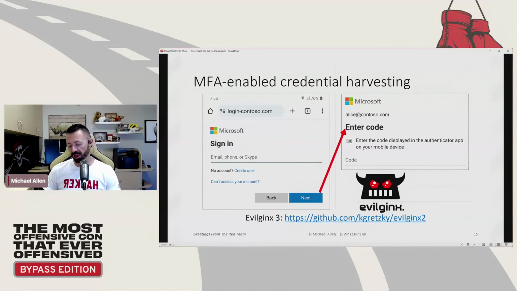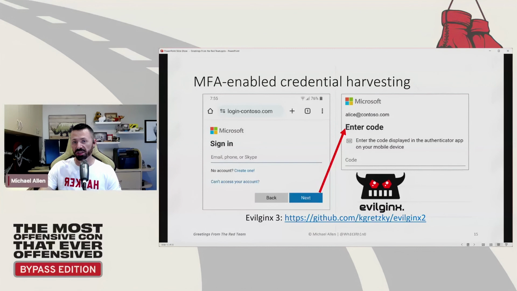It might be a step that asks for an SMS code. It might be a push notification. Whatever it is, it's going to function exactly how it normally functions because they're actually interacting with the real login portal. They're just doing it through our adversary in the middle. So after they complete that login process, we have captured their session token, the session cookie, that is used to authenticate the browser to the real login portal. So now we've got access to their account.